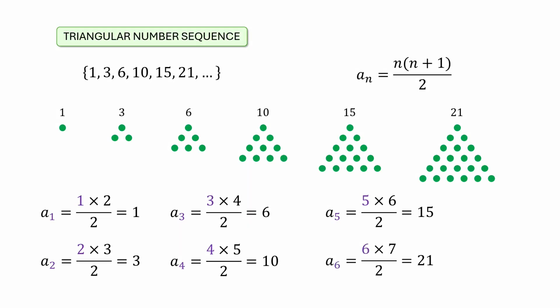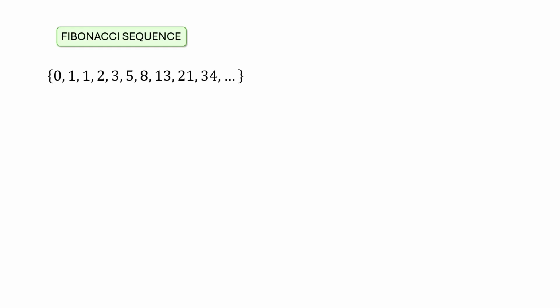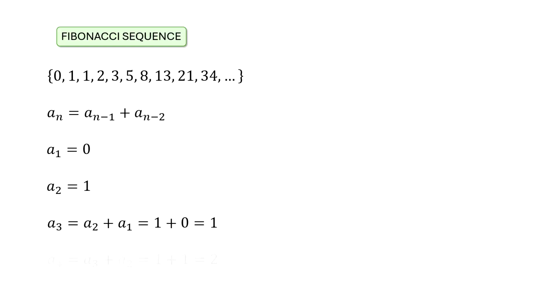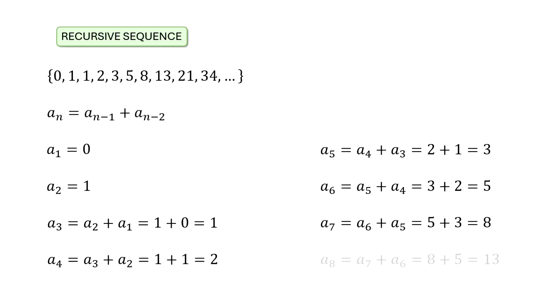Other famous numbers are those that form the Fibonacci sequence. It deserves its own video. But for now, just remember, you get the next number by adding the 2 previous ones, starting with 0 and 1. This type of sequence is called recursive because it depends on more than one previous term.